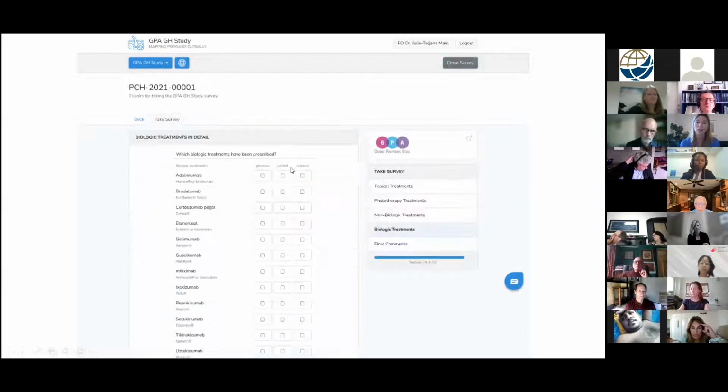Next slide. Here you can see screenshots from the tool we use, covering different biologic and non-biologic treatments and all the questions. With this, I would like to summarize, and I'm happy to take any questions at the end.